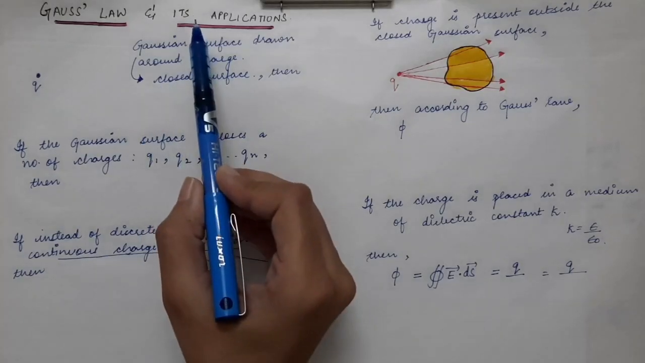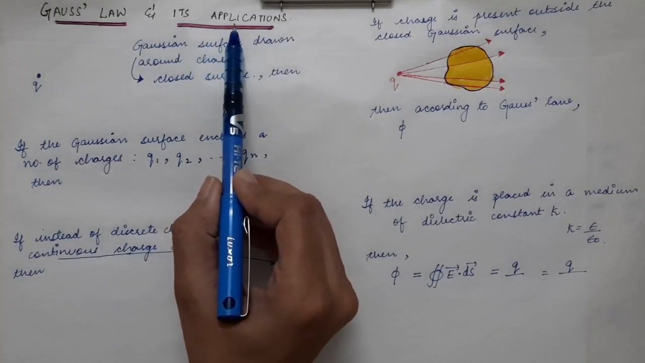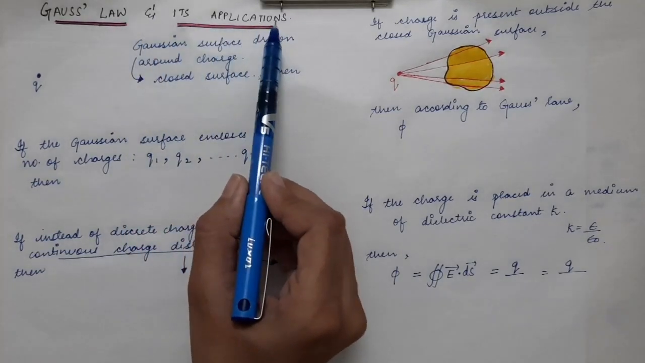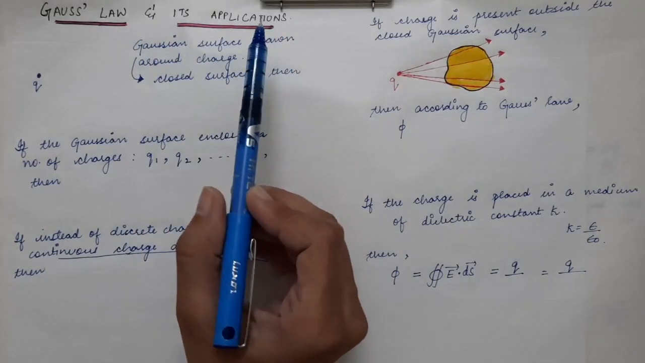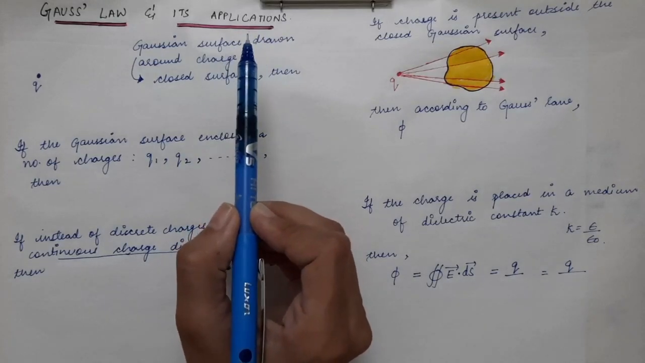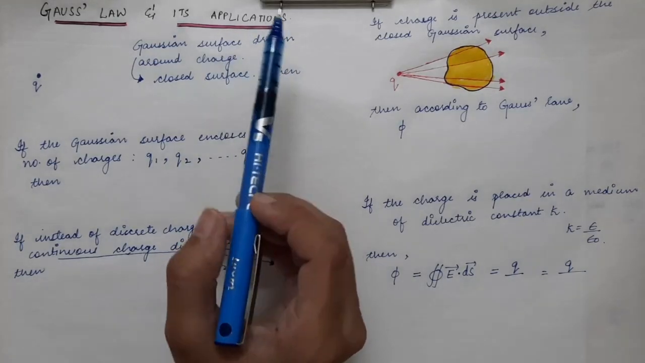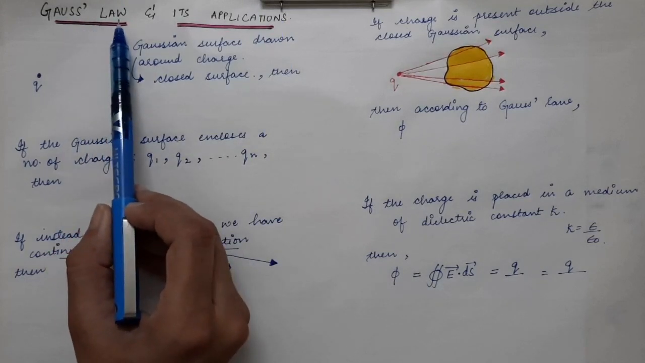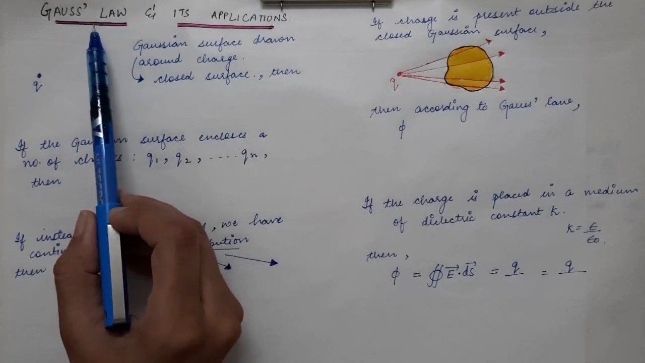In this lecture, we are going to discuss the various applications of Gauss law. Gauss law is used to find the electric field intensity due to various systems of charges, and we will see what those various systems are. In the previous lecture, we had discussed what Gauss law is and we saw the mathematical formula of Gauss law.